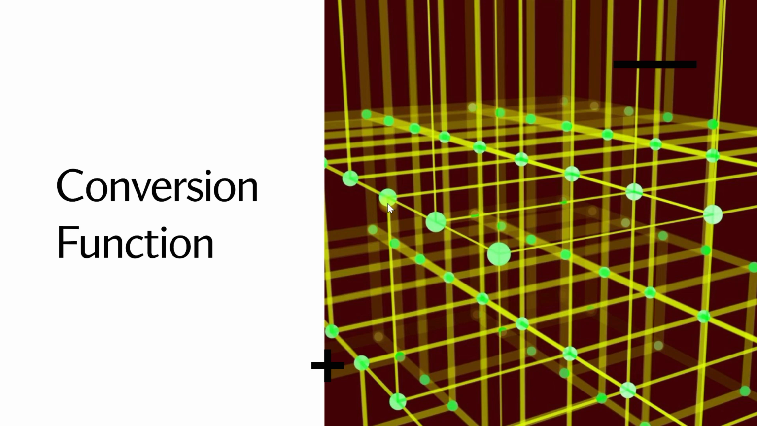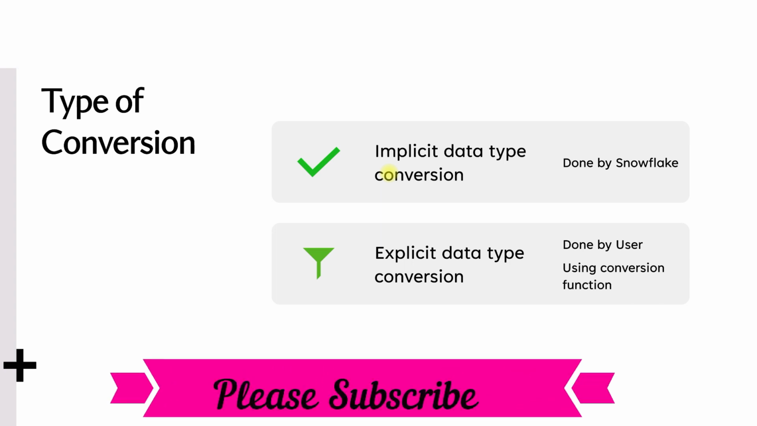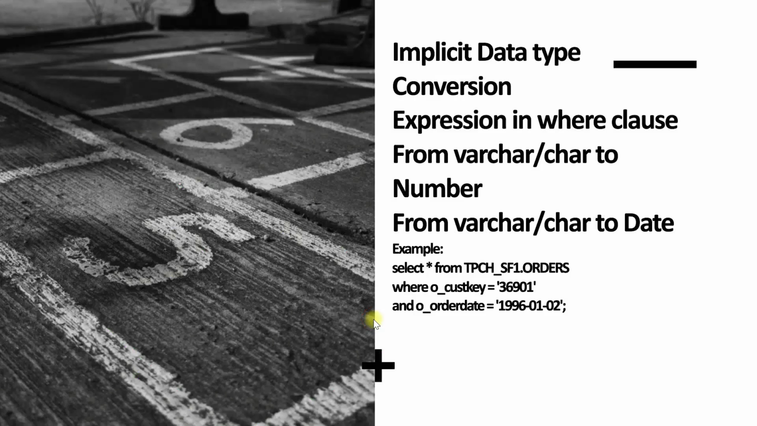In this video, we will learn about conversion function. So let us start. There are two types of conversion function: implicit data type conversion and explicit data type conversion. Implicit data type conversion is done by Snowflake itself during query evaluation, from one data type to another data type which is suitable for evaluation. And explicit data type conversion is done by the user in the query using a conversion function.